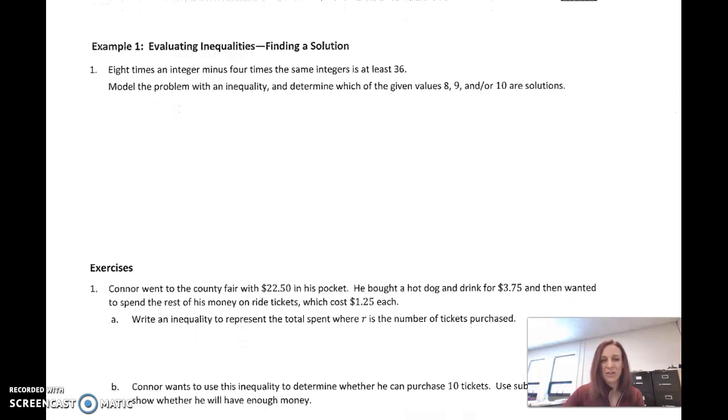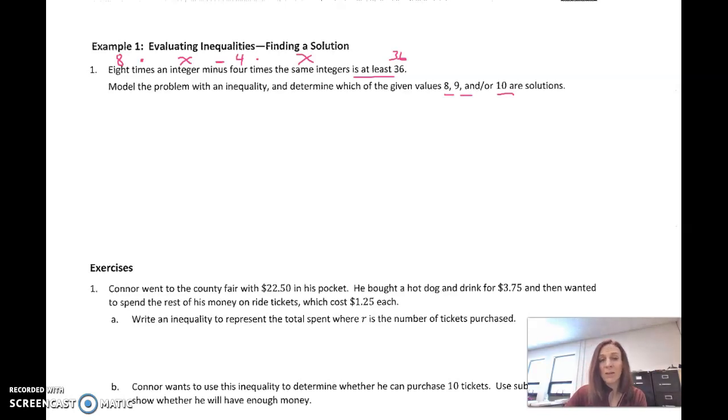8 times an integer, that's the number 8, times means to multiply, an integer, I'll say x, minus 4 times the same integer, x, is at least 36. All right, so we want to model this problem with an inequality and determine which one of these works, 8, 9, or 10. Maybe they all do, maybe none of them do.